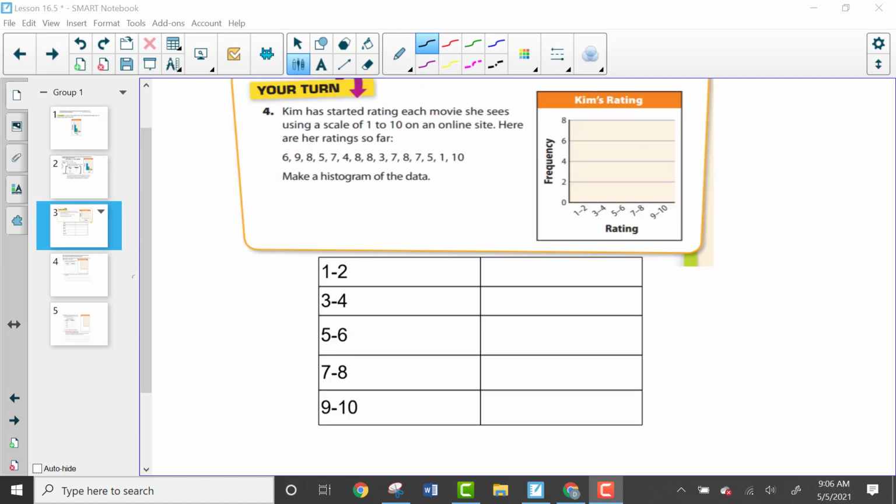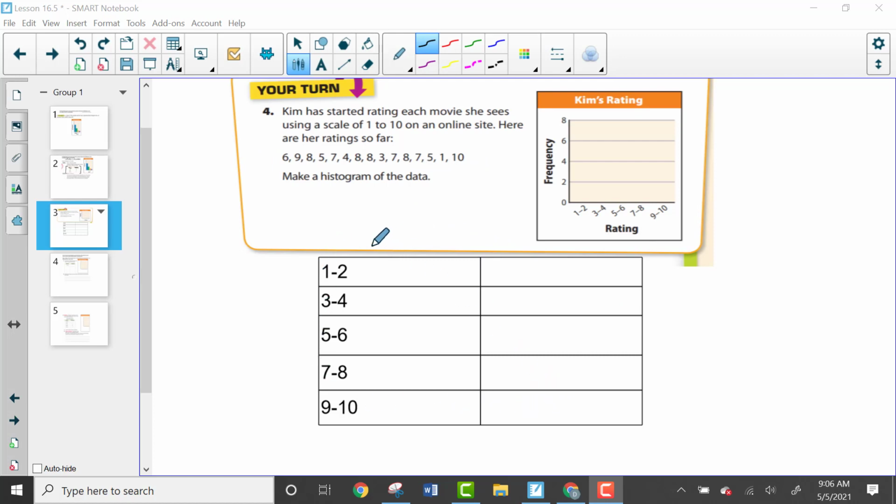So let's turn to page 479. We're going to make a histogram together. It's problem 4. It says, Kim has started rating each movie she sees using a scale of 1 to 10 on an online site. Here are her ratings so far, and it says make a histogram of the data. So we have our data. The first thing we need to do is make a frequency table.